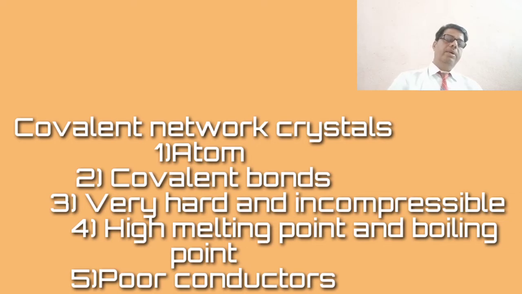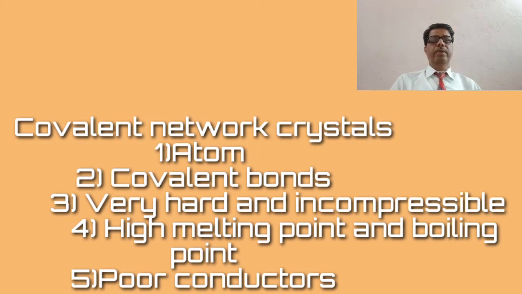Now students, we move towards the next point, covalent network crystals. The properties. First one, here the constituent particles in covalent solids are atoms. We saw in the previous lecture that crystalline solids have particles which may be ions, atoms, or molecules. Here in ionic crystals the constituent particles are charged ions, but in covalent network crystals the constituent particles are atoms.